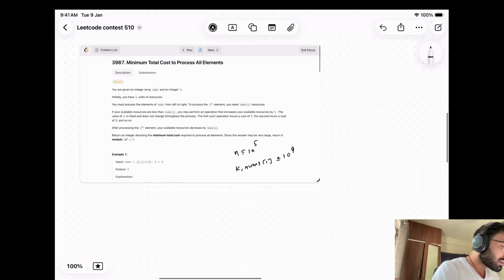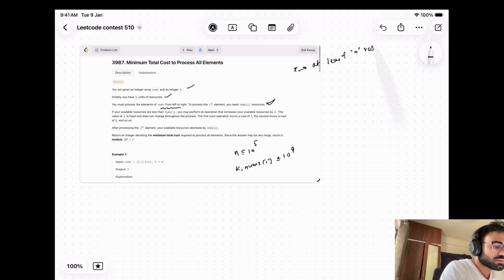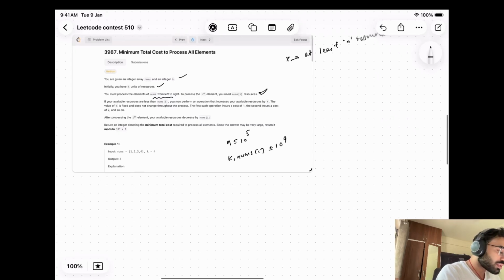What is the question? We are given nums and an integer k. We have been given k units of resources. You must process the elements of nums from left to right. We need nums[i] resources to process an element. So if we are at element x, we need at least x resources. After processing the ith element, your available resources decrease by nums[i].